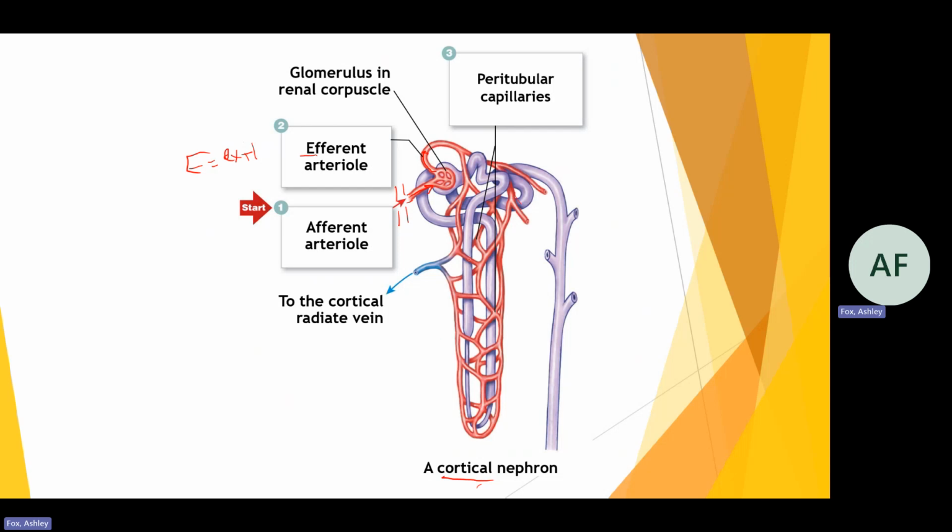And then as we're exchanging with the tubular fluid and paratubular fluid, so all the fluid around here, things that are reabsorbed from the renal tubules or secreted into them, then it leads to the cortical radiate vein.